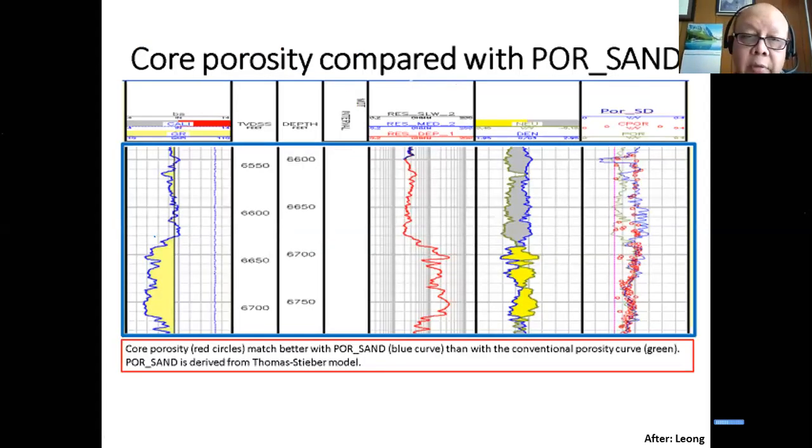Here is a comparison of porosity of sand with the core volume. It's a very good match in here. Even in this section here, the porosity from the thin bed analysis is matching very well with the core porosity.